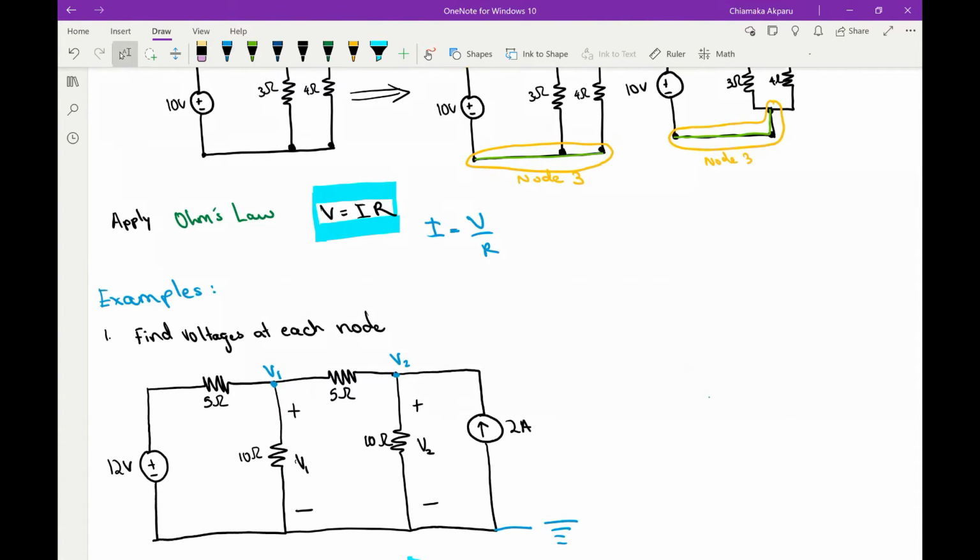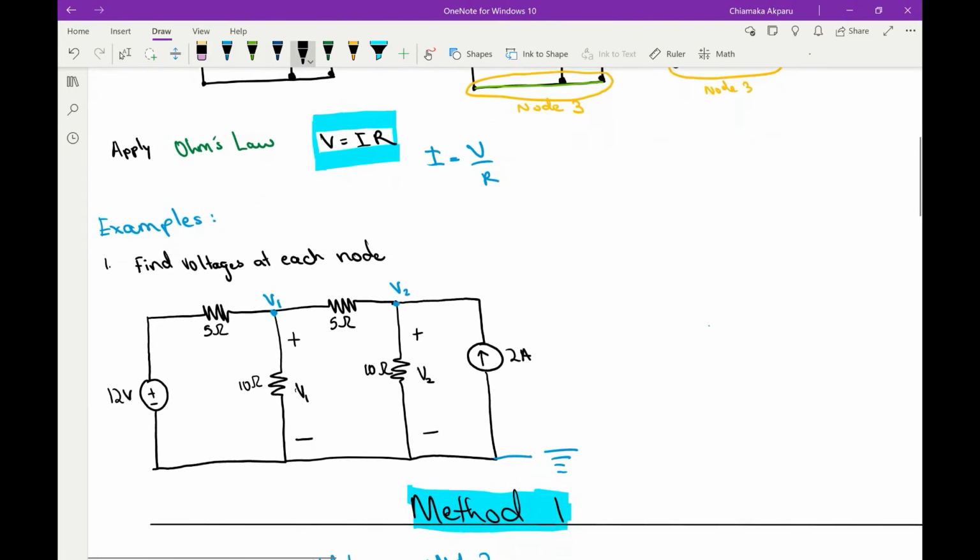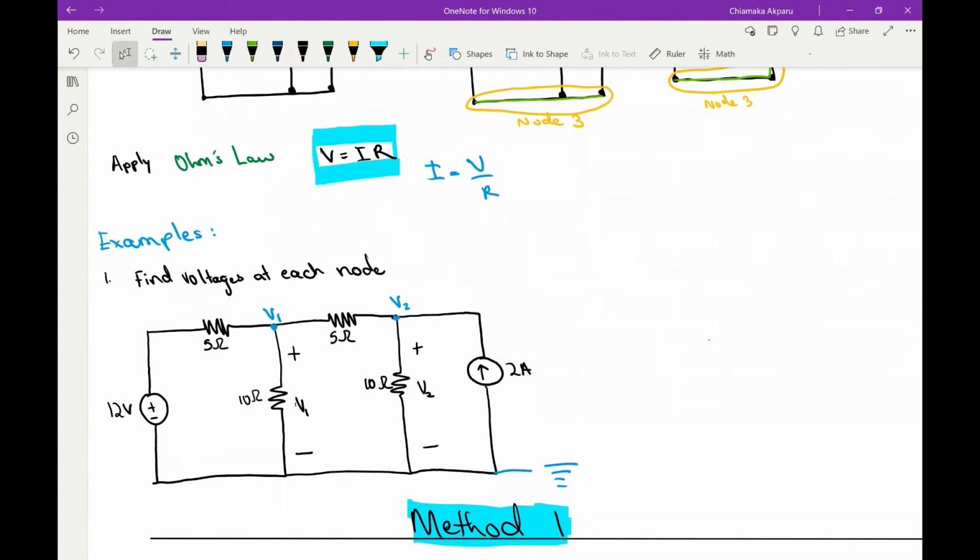Let's look at one example. We're going to use two different methods to solve this example, and you can use either one. For the question, we're going to try and find the voltage across two resistors, and we're going to set the bottom part as the ground node because there are just a lot of branches going to that particular node. It will simplify our entire problem.